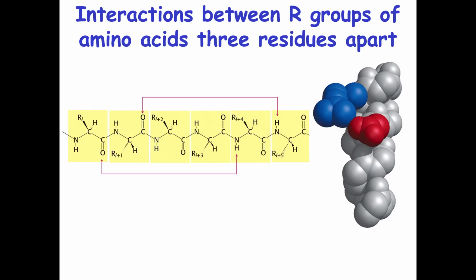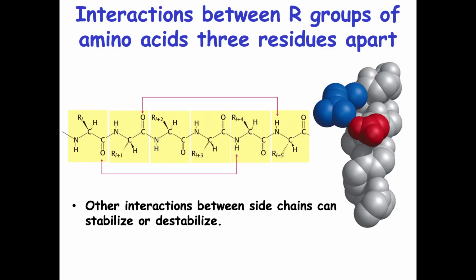In addition to stabilization by hydrogen bonding, helices are also stabilized by interactions between R groups that are 3 residues apart. And here we see a space-filling molecule. These are the 2 residues that are interacting with each other. They are 3 residues apart. And here you can see the groups that interact with each other.